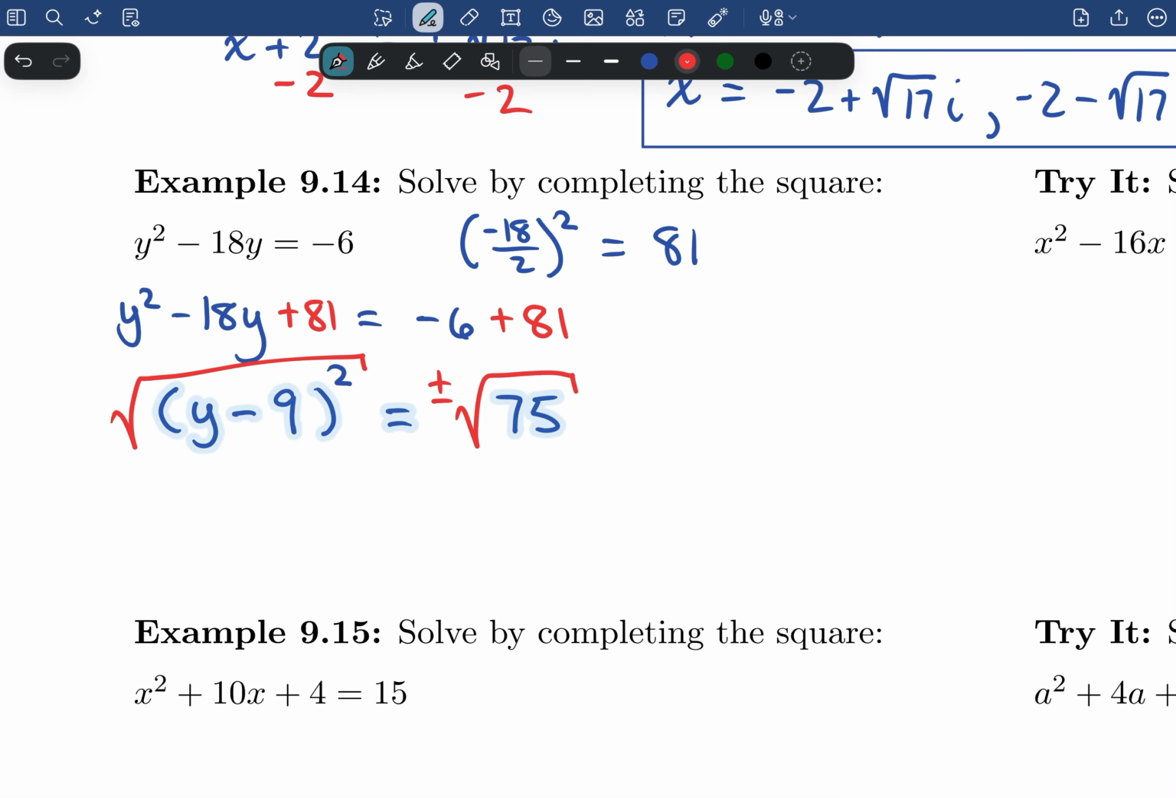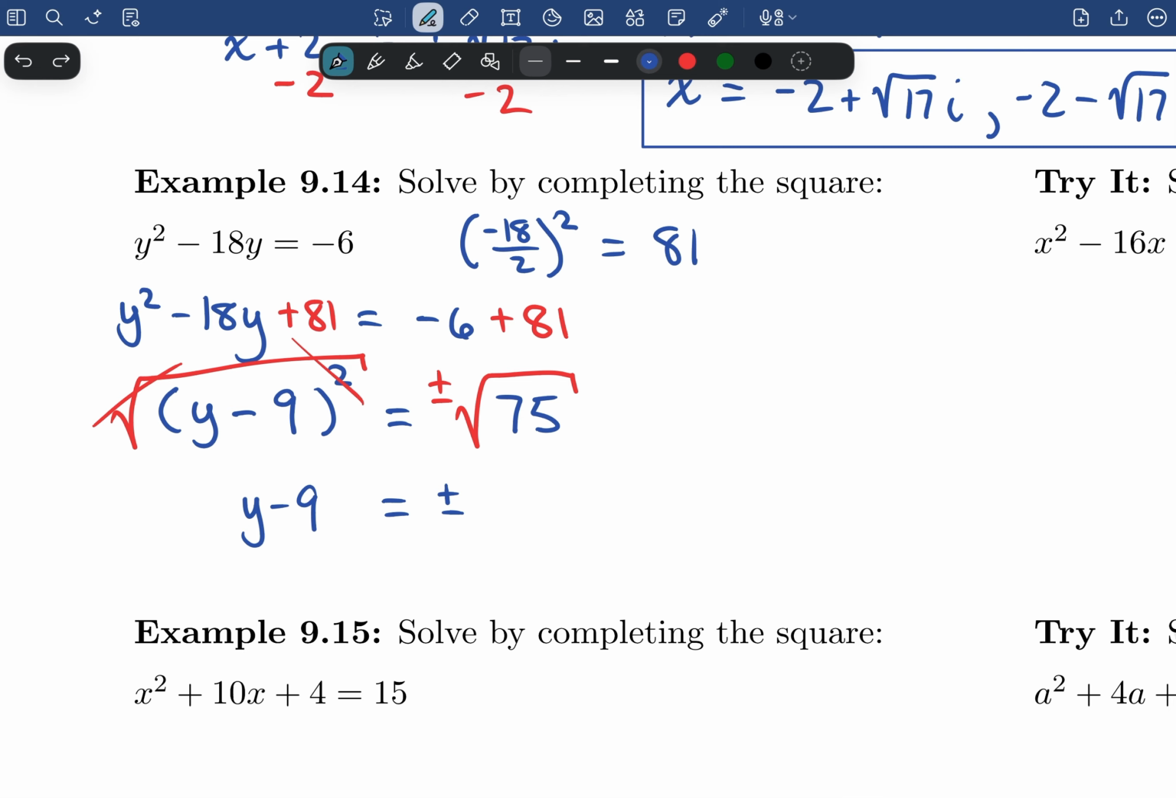Of course, I always include a plus or minus. If I square root both sides of an equation, on the side that doesn't have the variable, yeah, this square and this square root, they fight and die. And y minus 9 equals plus or minus the square root.